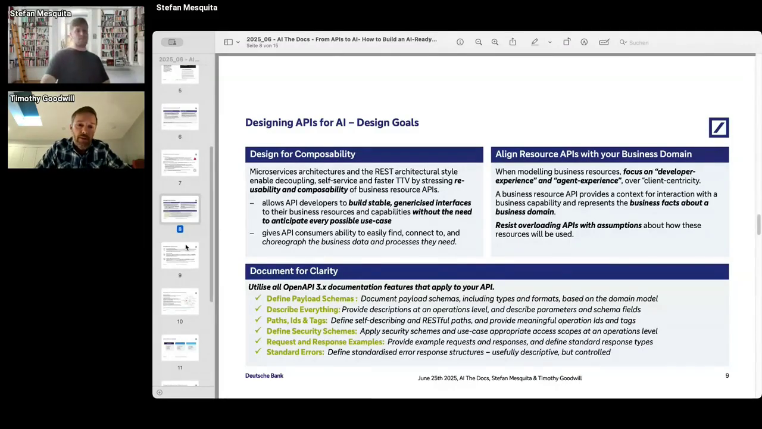Document for clarity. Remember, our documents are the way we communicate what our API is doing to our devs, but also to AI systems. So there's a list there. Always define schemas. Describe everything, define security at a granular level. Next slide, please.